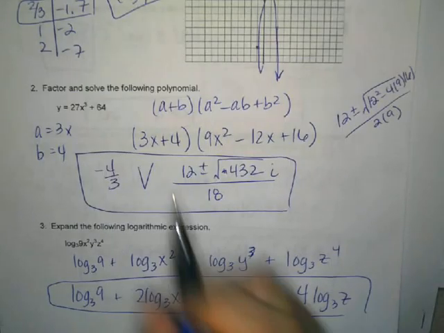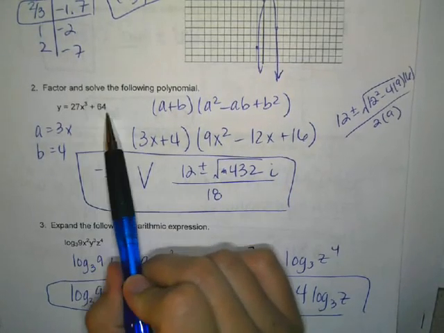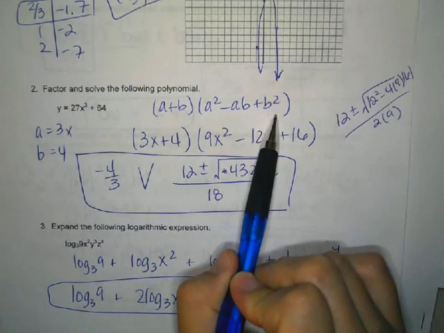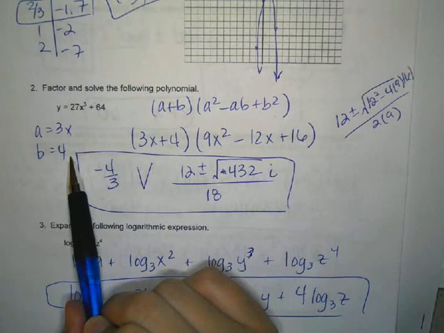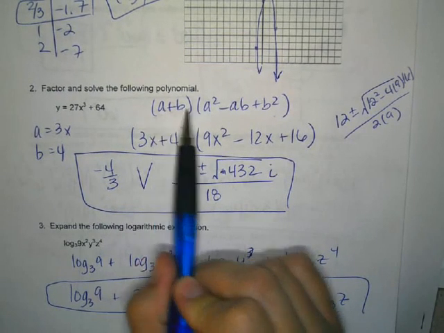For number 2, you have to factor and solve the following polynomial. This is a sum of cubes, so I have to use the sum of cubes factoring pattern. The a and the b, remember, are the cube root of each term, so we have 3x and 4. And then I just put 3x and 4 in for a and b where they belong.